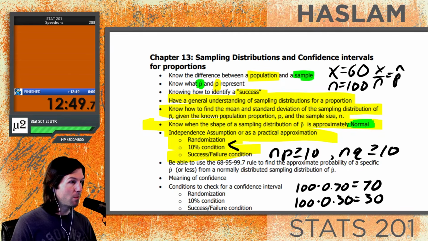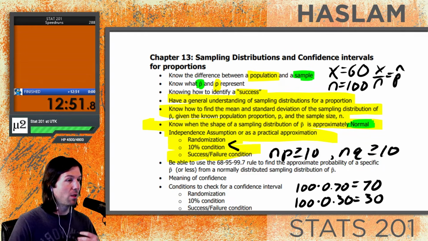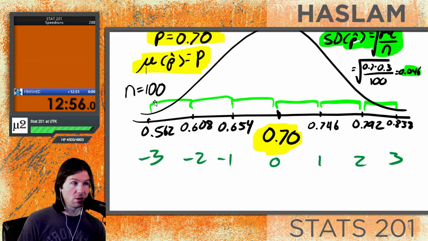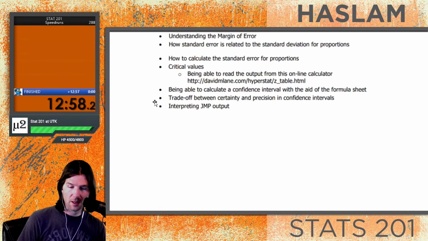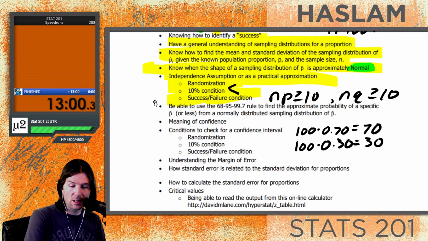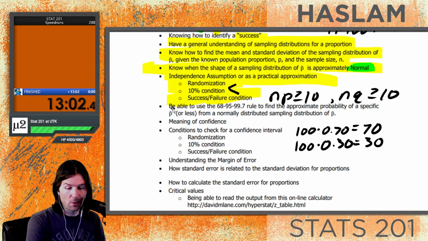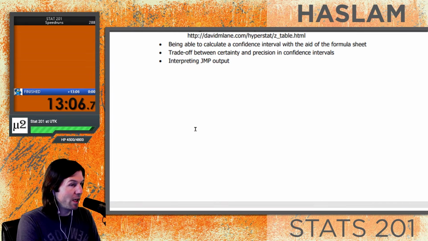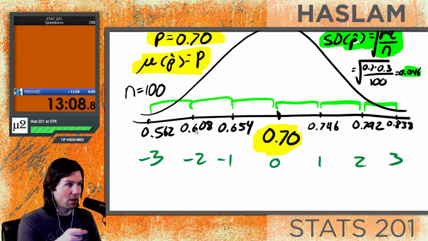So by meeting the random, the 10%, and the success-failure condition, we now have the ability to draw out this curve and use the normal techniques we're using right here. Next, we should be able to use the 68, 95, 99.7 rule to figure out some probabilities. Now we can give you pictures via the David M. Lane applet, or we can have you draw it and try to figure things out.